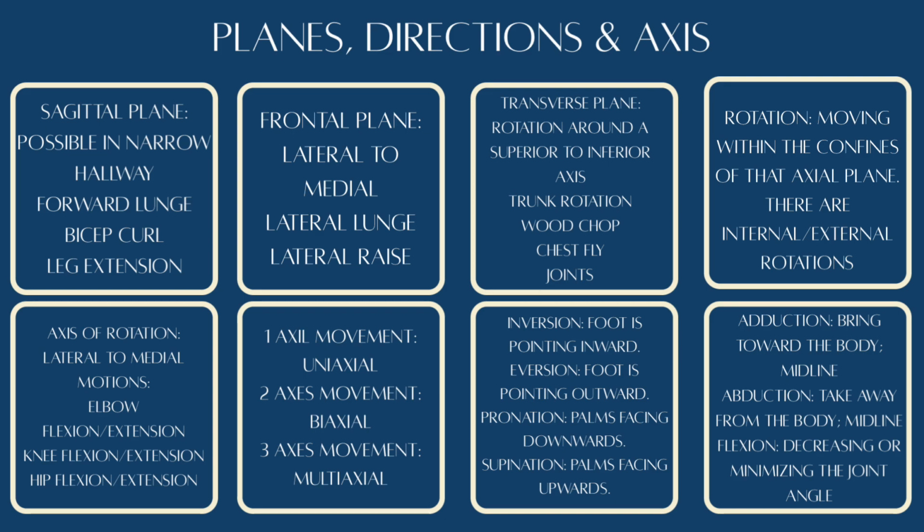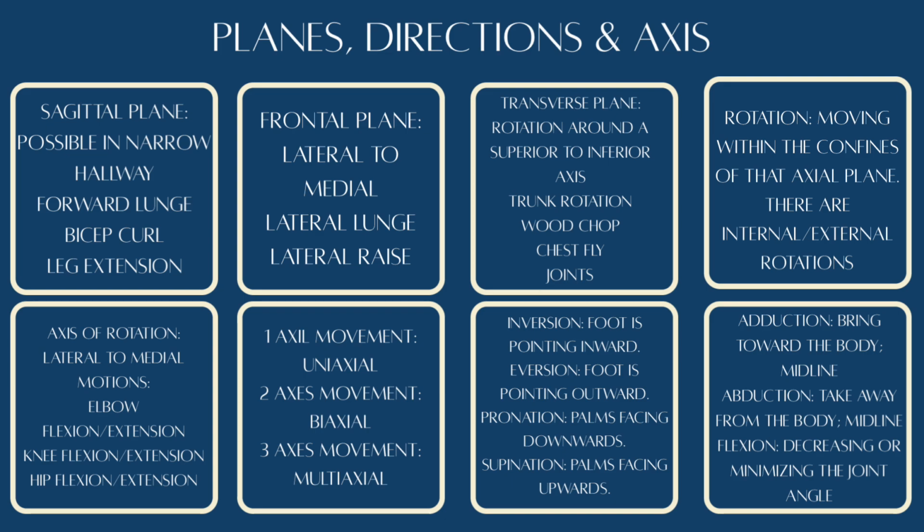With these planes, there are multiple types of movements that can be performed under their conditions. Within the sagittal plane, movements such as bicep curl, forward lunge, leg extension, elbow flexion, extension, knee flexion and extension, and hip flexion and extension can occur. These are lateral to medial motions. Within the transverse plane, movements such as trunk rotation, wood chops, and chest fly can occur. Finally, within a frontal plane, movements such as a lateral lunge or raise.